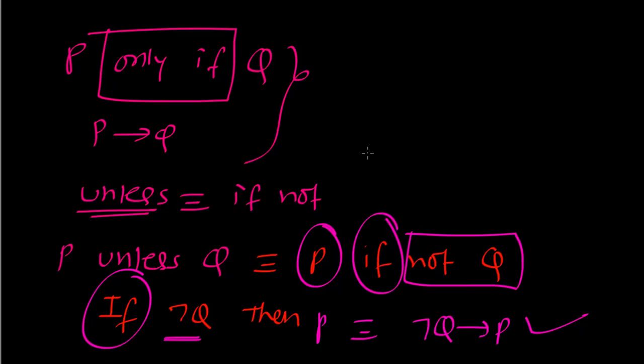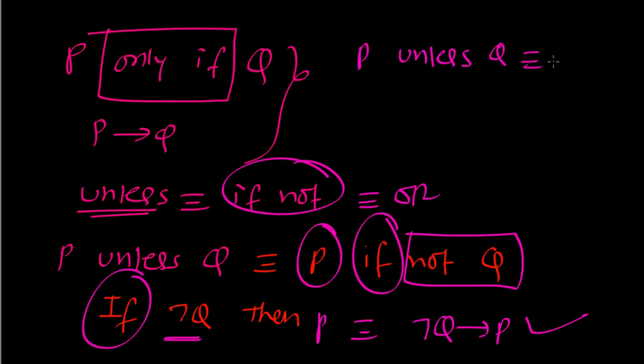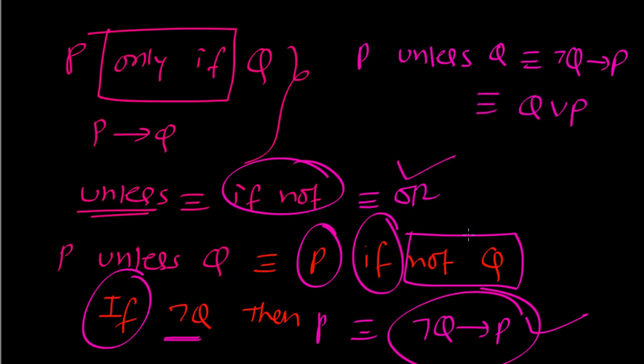Okay, so this is the meaning of unless. Actually, you can also see very easily that unless simply means if not, or it simply means or. So if I say p unless q, you can write it as negation q implies p, like this we have seen. You can simplify this as q or p. So that's the reason I can say p unless q means p or q.